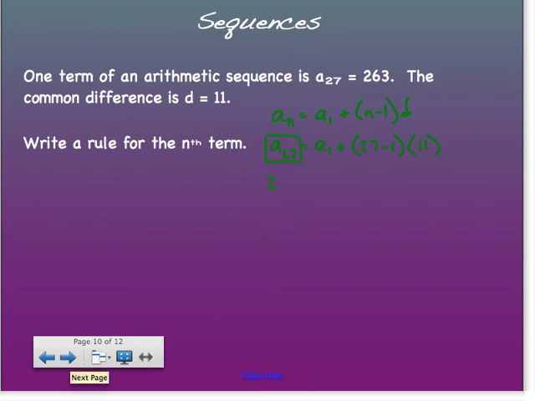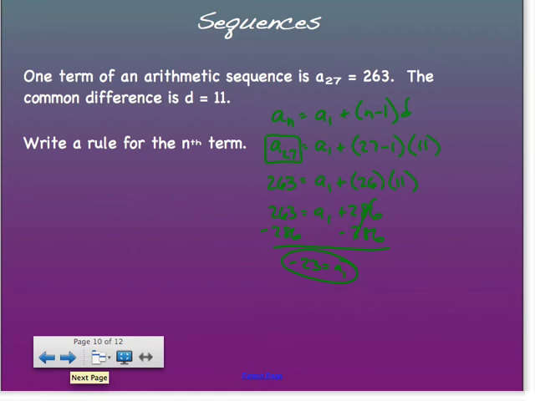So let's plug it in. I know that this generates 263 is equal to a sub 1 plus, really, 27 minus 1 times 11. Okay, if I do 26 times 11 on my calculator, hopefully you're doing the same thing, I get 286. So I get 263 equals a sub 1 plus 286. I think most of us would probably subtract 286 from both sides. That goes away, so 263 minus 286 should give me negative 23 for a sub 1. That tells me my starting point for this sequence starts at negative 23.